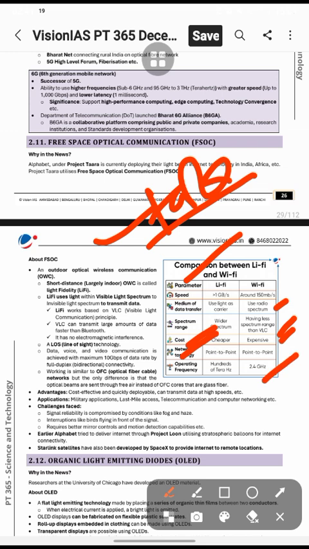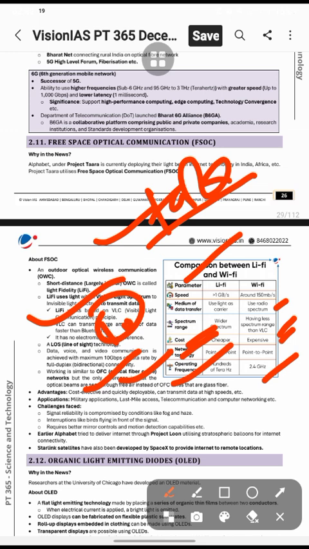Li-Fi works on visible light communication. A large amount of data can be transferred, using light-based technology. Data, voice and video communication is achieved at a maximum of 10 Gbps, and it is an optical fiber capable network. The only difficulty is with optical beams. Advantages: cost effective, quickly deployable, transmitter data. Uses: military applications, last mile access, telecommunication, computer networks. Signal reliability is affected by conditions like fog and haze, interruptions like birds flying, and it requires better mirrors for control.